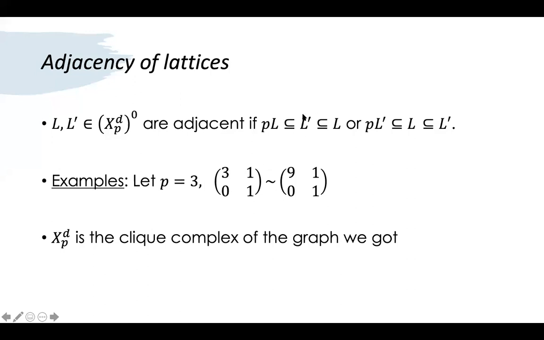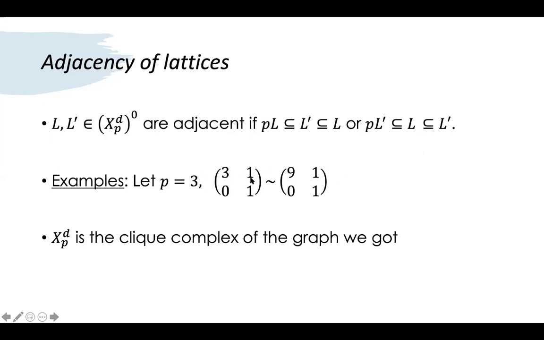Either L prime is a sublattice of L, so as a set of points it is a subset of L, and if you multiply L by P, a different representative of the homotopy class, but that's okay, we just multiply by this prime number P and get another lattice. If this lattice sits inside L prime, we say that L and L prime are adjacent. Or the other way around: L sits inside L prime, but P times L prime sits inside L. Great, so this defines our adjacency rule between vertices. Now we have the one skeleton of our simplicial complex.